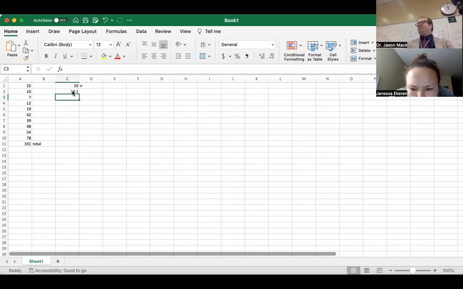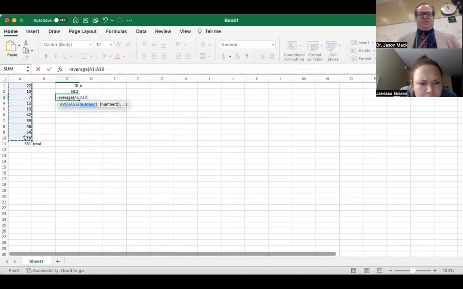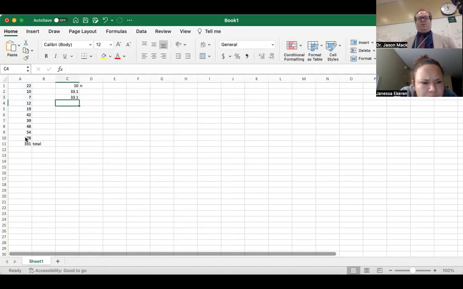Yeah, A11. Or if you want to be fancy, you can type in equals average. You can highlight them and go like that. Did I just blow your mind? I'll show you that too. You can type in average, then highlight those and go like that. And now you've got your mean.